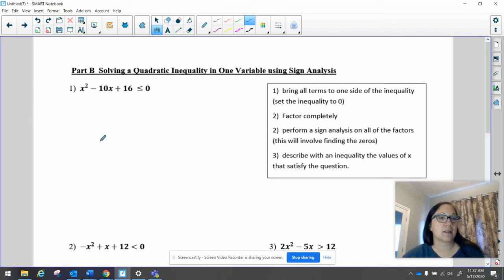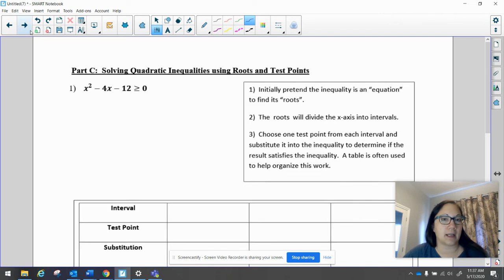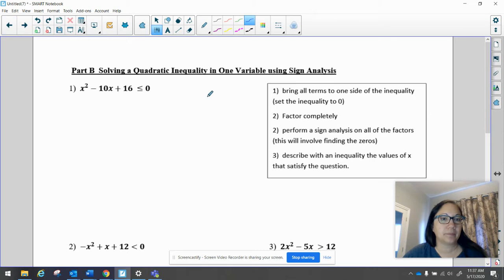Okay, part B, solving a quadratic inequality in one variable using sign analysis. Sign analysis is something that you'll use in future math classes to analyze different kinds of functions. And so it's a good time to practice it. And I don't think it's something that you've seen before. So this is one method. As you can see on the next page here, another method is using roots and test points.